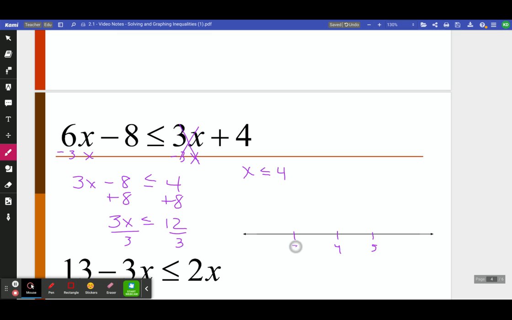So here's my number line. We're going to graph this using a closed circle because we are including that 4. The or equal to includes that 4, and numbers that are less than that. And you can always check, right? We can say 3 is less than or equal to 4. That works, right? But 5 is less than or equal to 4. That doesn't work, right? So that's not going to be included. 3 is included, so it's on that part we're shading.